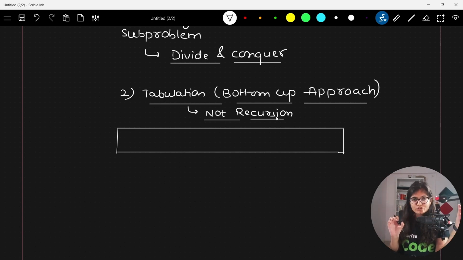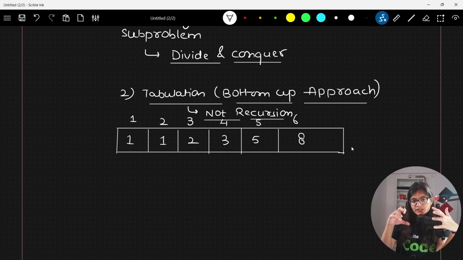So in the tabulation approach in DP, we are not using any sort of recursion. Here we are trying to directly apply the values. For example, for the value of fib of 1, it will be directly 1. You are initializing it as 1 only. For the third, you are directly taking the last two numbers, and you get the summation, so it will be 2. For the fourth calculation, again, it will be 3. For the fifth, it will be 5. For the sixth, it will be 8, and so on. So here, you are directly providing the numbers inside the table.